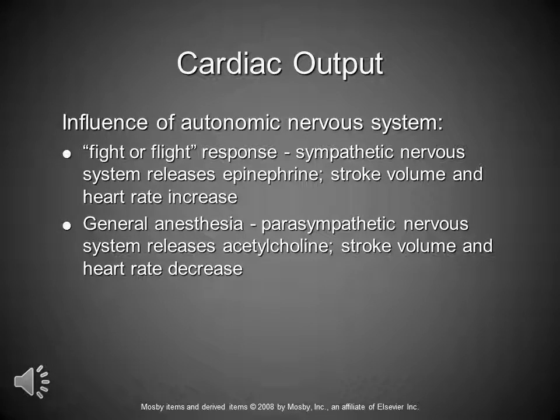Cardiac output is going to be influenced by the autonomic nervous system. There are two parts to the autonomic nervous system. First of all, there is the sympathetic portion. The sympathetic portion is what we refer to often as the fight or flight portion. This part of the autonomic nervous system releases epinephrine or norepinephrine, and those two chemicals will increase stroke volume, increase the force of contraction, and increase heart rate, make the heart beat faster.